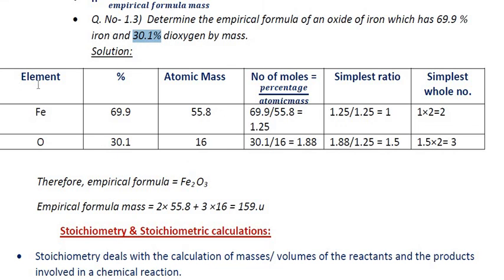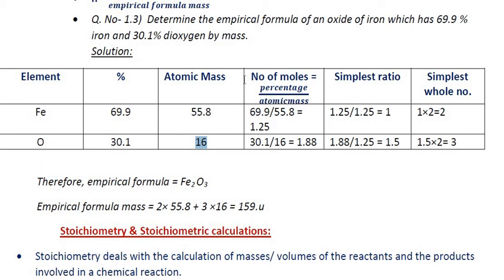In the first column we will write down the elements. So what are the elements? Elements are iron and oxygen, and then in the next column we will write down the percentage. So the percentage of iron was given as 69.9 in the question and 30.1 for oxygen. In the third column we will mention the atomic masses of the elements. We know that the atomic mass of iron is 55.8 U and oxygen is 16 U. So we have mentioned the atomic mass in the third column.